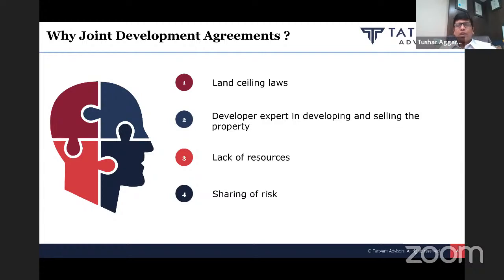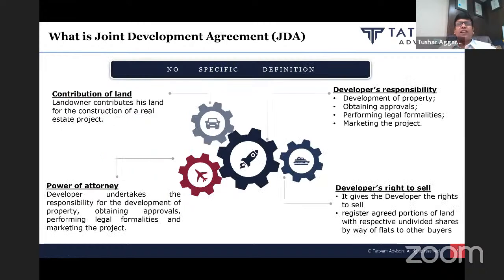Second, there are so many farmers, etc., who have land at a very good location, which can be commercially exploited, but they lack the resources. They don't have the expertise. So they want the developer to come in, collaborate with them, and ultimately develop the project, and they can accordingly share the revenue or the area. So that's why there is a need for a joint development agreement. And in Delhi NCR, you will see numerous developers entering into joint development agreements in a regular manner.